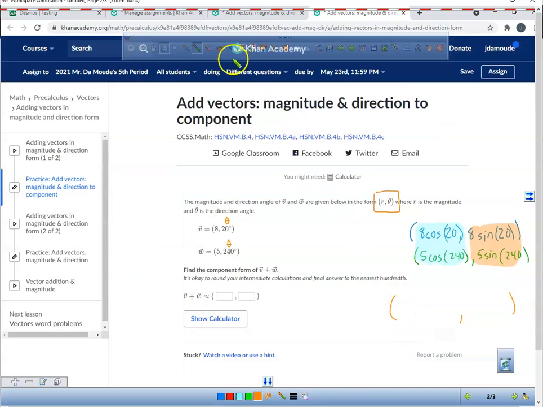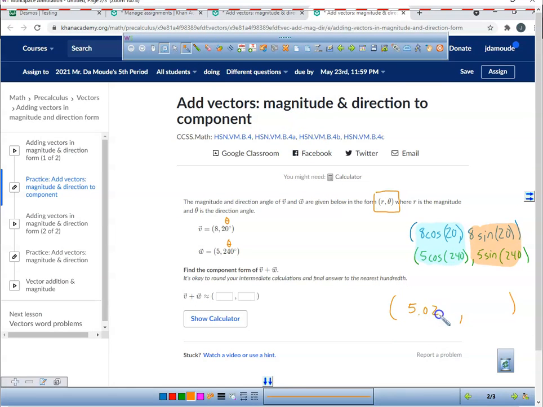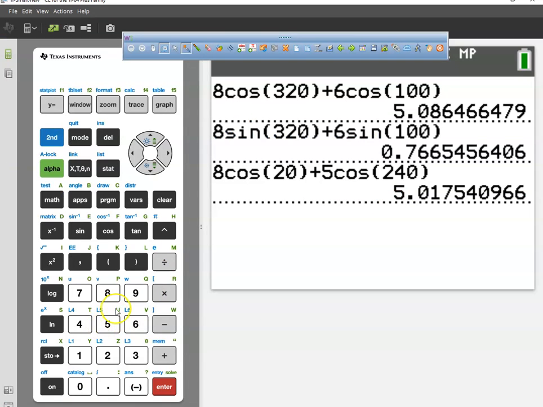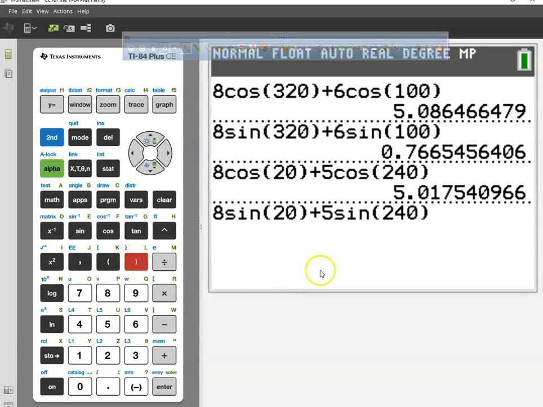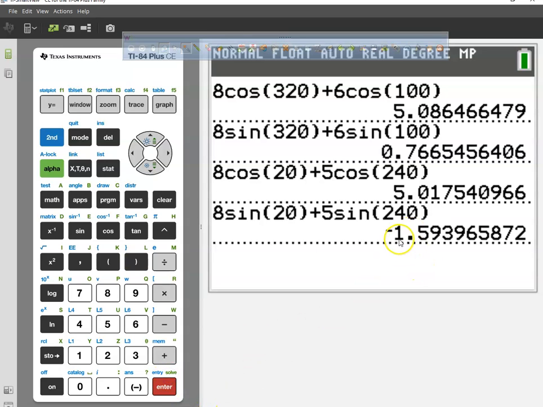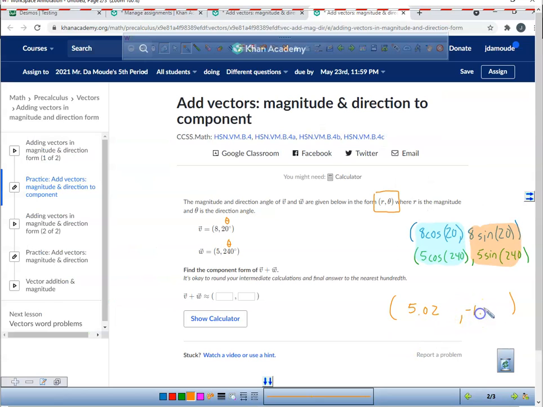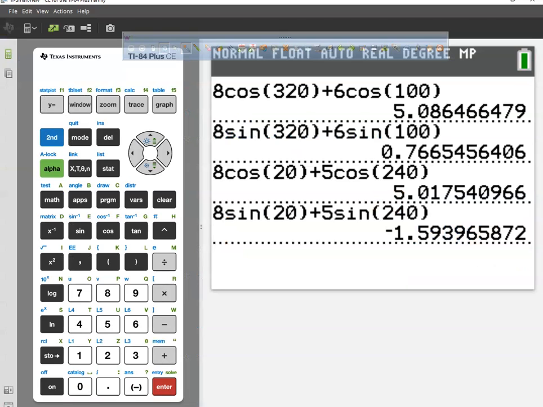So I'm going to put right here 5.02. I'm going to go over here and put 8 sine 20 and 5 sine 240. 8 sine 20 plus 5 sine 240. Press enter. Negative 1.59. Negative 1.59. Make sure I'm rounding it correctly. Looks like I am.